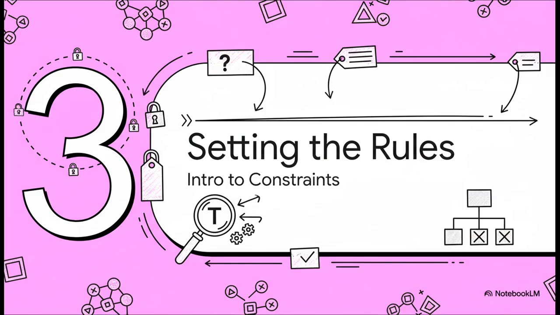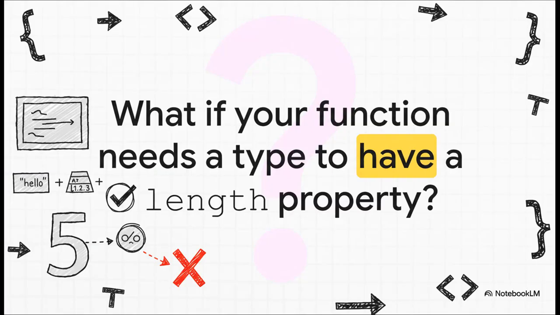Okay, so this is all great, right? Super flexible. But what happens when your generic function needs to know a little something about the type it's working with? This brings us to our next really important topic, constraints. Just imagine you have a generic function that's supposed to log the length of whatever you pass into it. If you pass in a string or an array, that's fine. They both have a .length property. But what happens if somebody passes in a number? Numbers don't have a length, and your code is going to crash. So how do we stop that from happening?